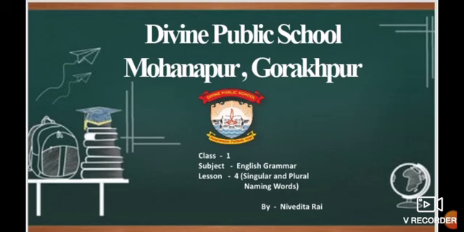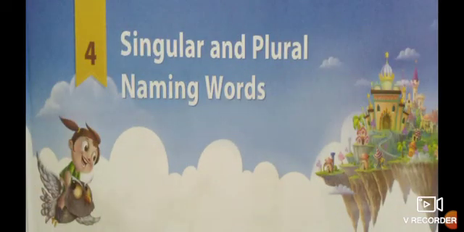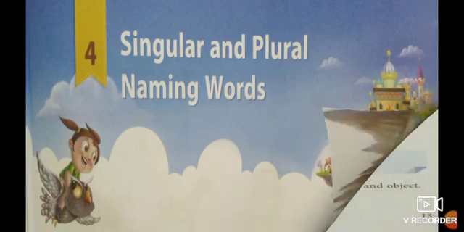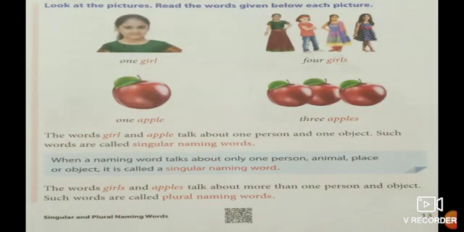Children, our new video is of chapter number 4, and chapter number 4 is singular and plural naming words. Okay children, our chapter number 4 is singular and plural naming words. Now open your book page number 13. Page number 13. This is the first page of your chapter 4.